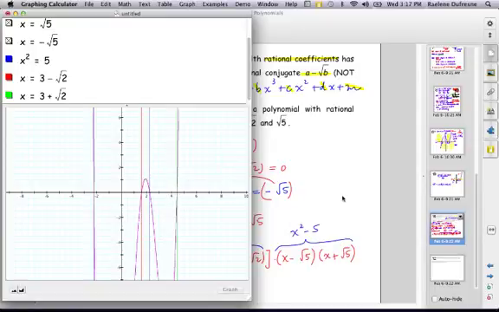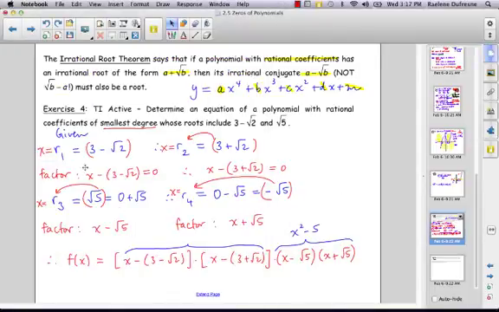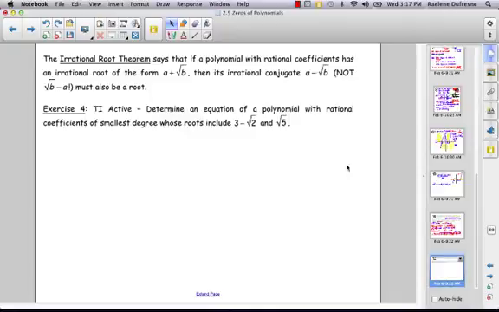So we got the right x-intercepts, and we had enough factors to make the minimum degree such that we have rational coefficients. The last example is very similar. We have a repeat of this question. And where did it go?